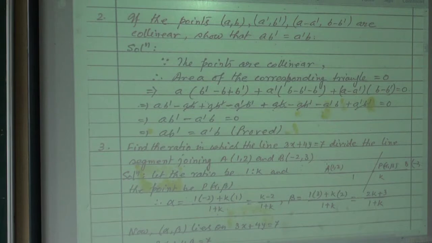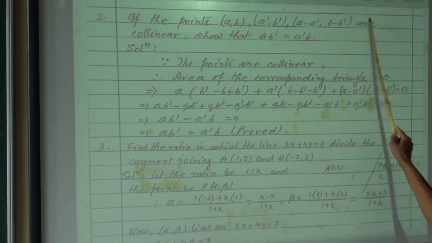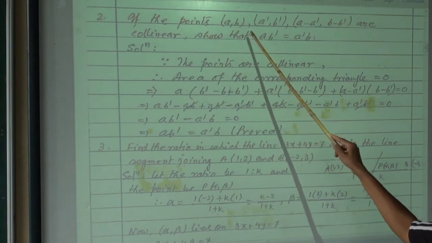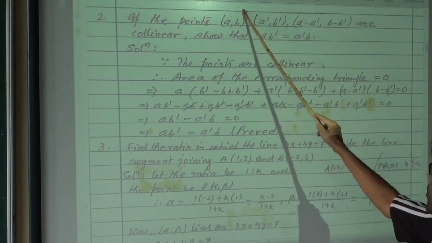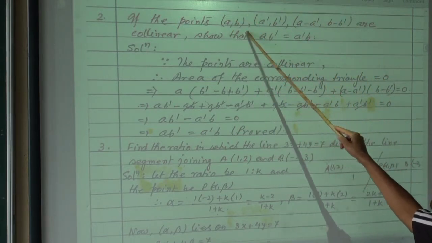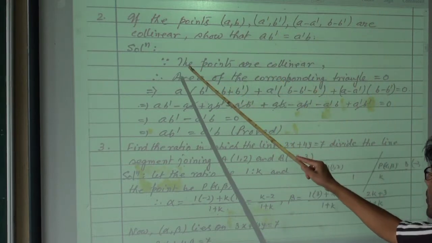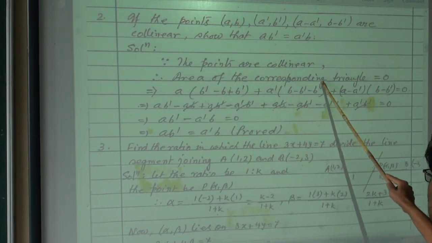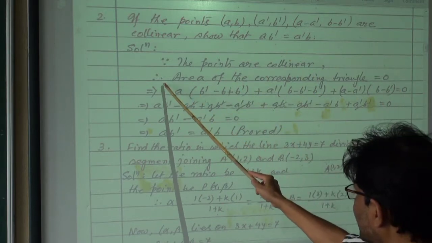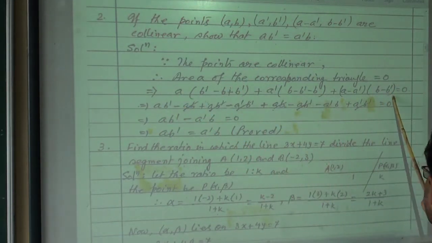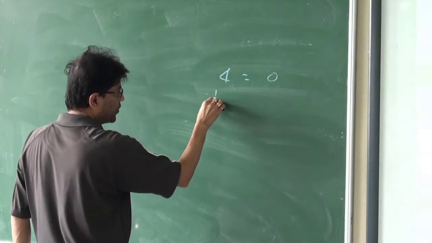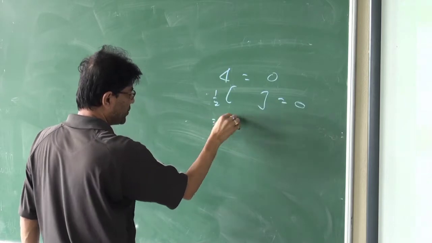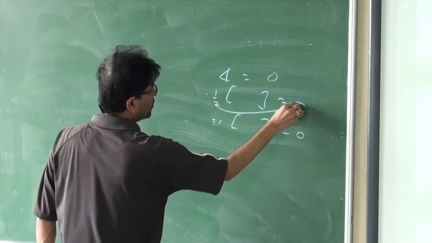Second question. If these points are collinear, you have to show that A B dash is equal to A dash B. Collinear means the area of the corresponding triangle will be 0. Collinear, lying on the same line. So the area of the triangle will be 0. The triangle's formula is half into something. Half into something is the area formula. As the area is 0, half into something is equal to 0. That means that something has to be 0.